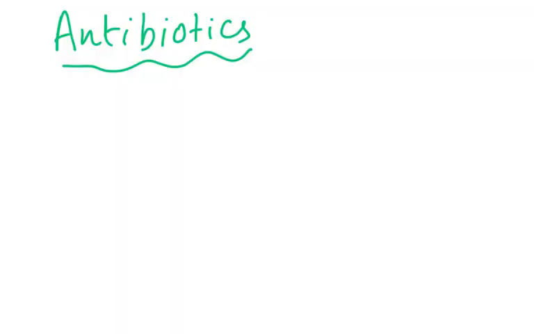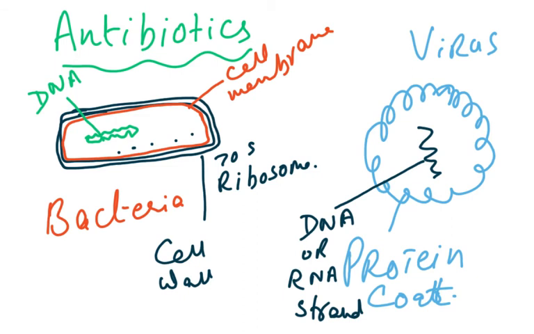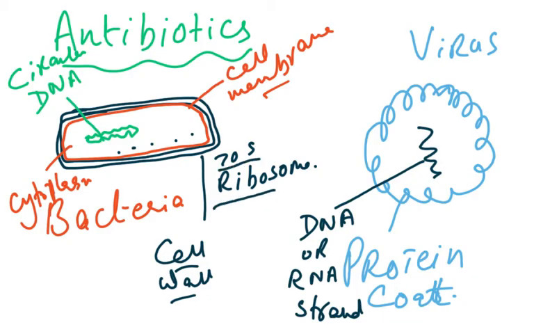And that brings us now to the last topic, which is antibiotics. Why do antibiotics kill bacteria but they do not kill viruses? The basic fact is that bacteria is made up of a cell wall. Bacteria has a cell wall, bacteria has a cell membrane, bacteria has cytoplasm, bacteria has circular DNA, bacteria has 70S ribosomes. So what we're going to do is either target the cell wall or the cell membrane or the 70S ribosome, or we're going to target the circular DNA.